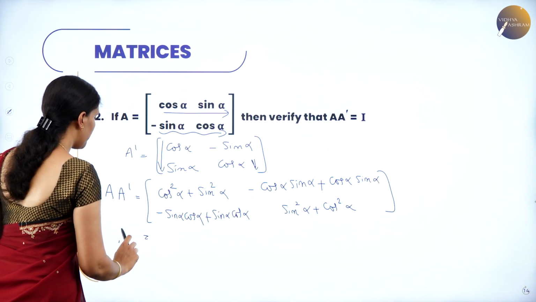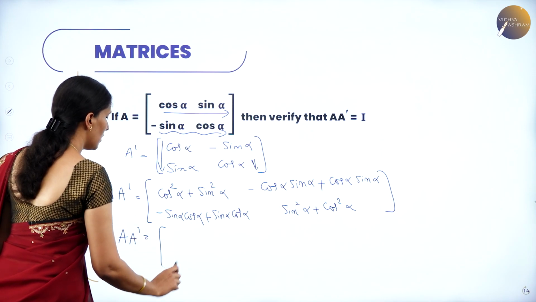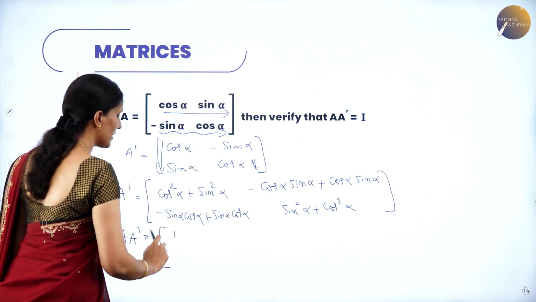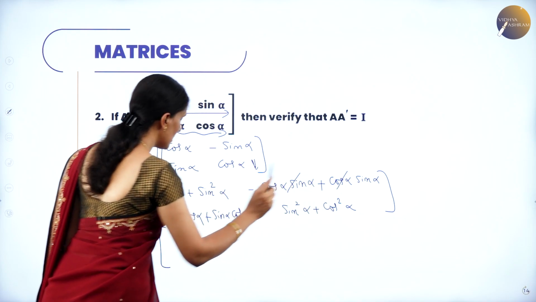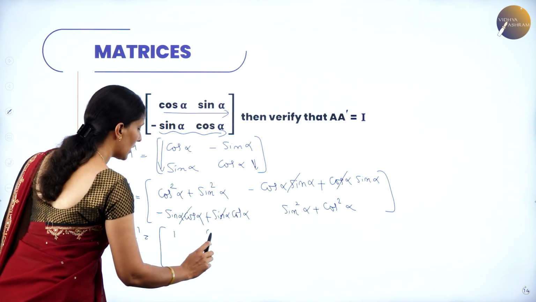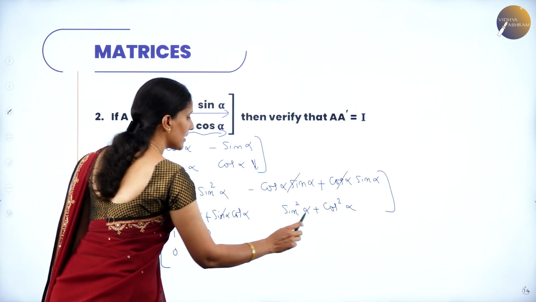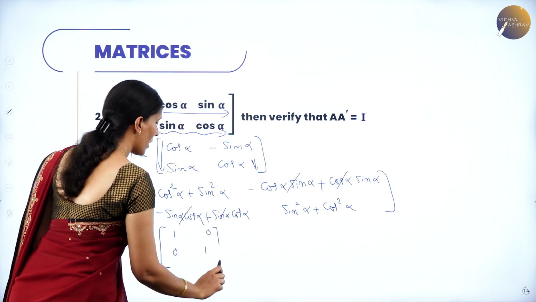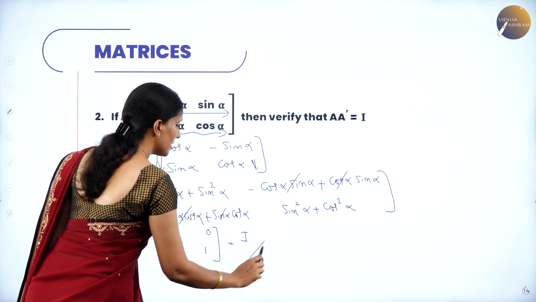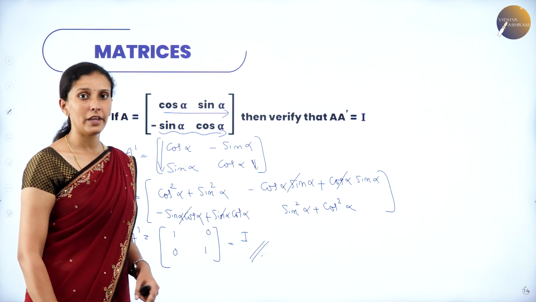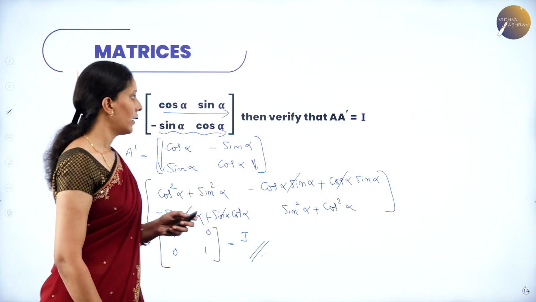We know that cos square alpha plus sin square alpha is 1, and here it cancels, here it cancels. So it is 0 and 0 here. Again sin square alpha plus cos square alpha is 1, which is an identity matrix. Hence, we proved it. Next one.